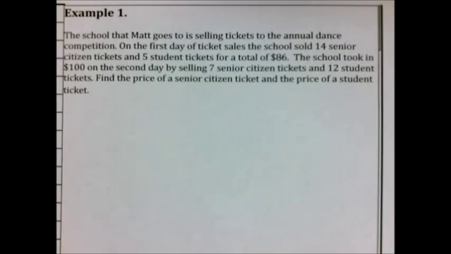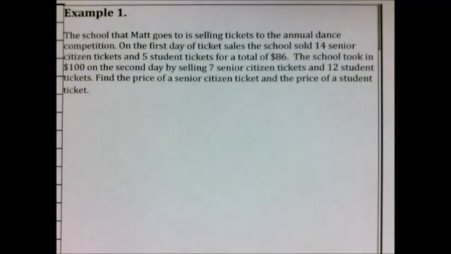Alright, example 1 is a word problem. It says the school that Matt goes to is selling tickets to the annual dance competition. On the first day of ticket sales, the school sold 14 senior citizen tickets and 5 student tickets for a total of $86. The school took in $100 on the second day by selling 7 senior citizen tickets and 12 student tickets. We want to find the price of a senior citizen ticket and the price of a student ticket.